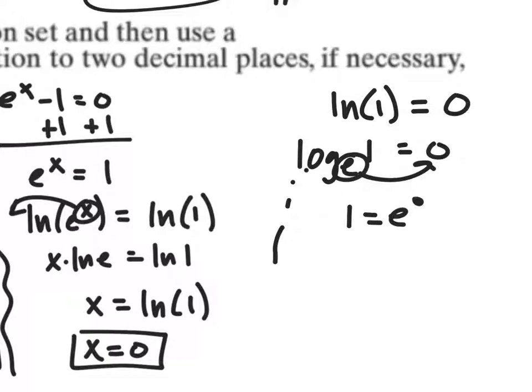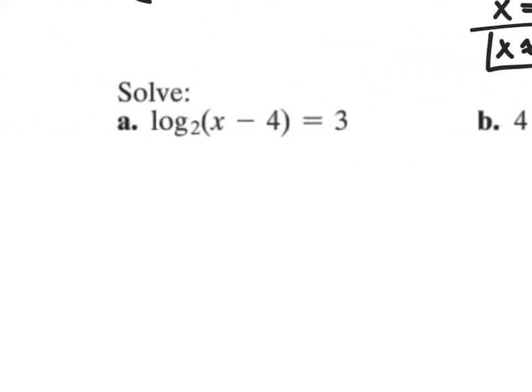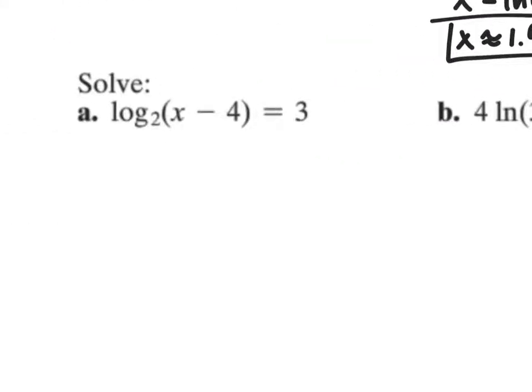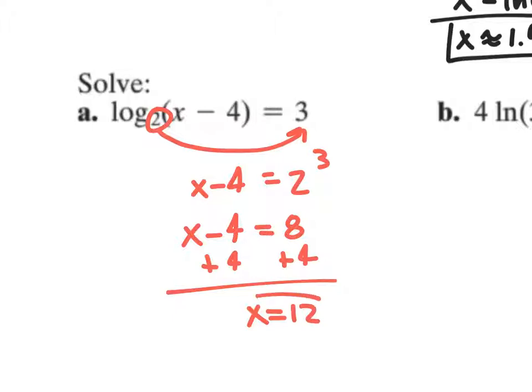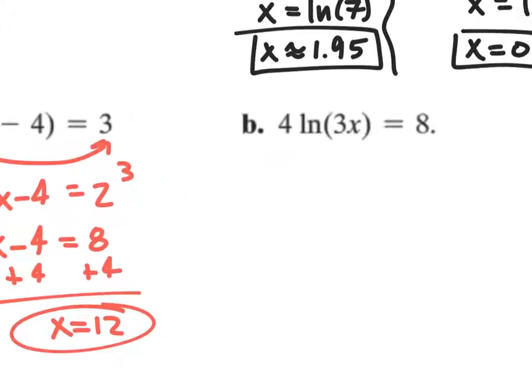All right, moving on. Let's talk about these log equations. Let's go ahead and solve these. We're switching it up, going to solving log equations now. What I want to do here is take my 2, bring that underneath, make my 2 my base, 3 is my exponent, and we're left with x minus 4. So x minus 4 is equal to 8. Add 4 to both sides, and we get that x is equal to 12. That was nice and easy.